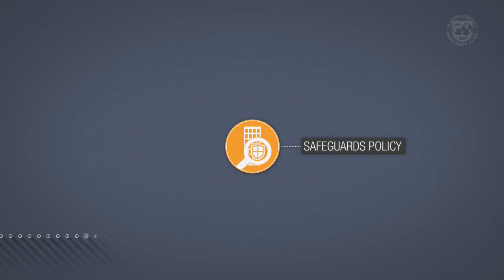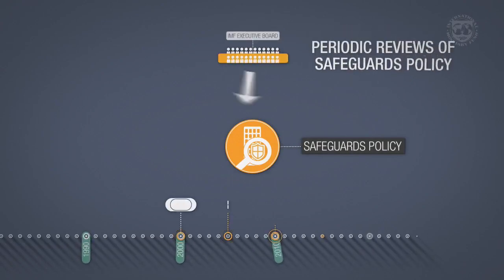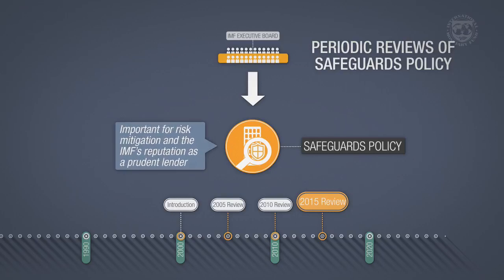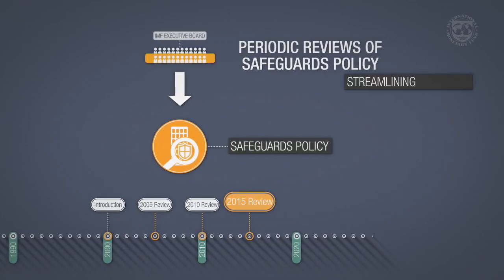The safeguards policy is subject to periodic reviews by the IMF's Executive Board. In the most recent review, concluded in October 2015, the board reaffirmed the importance of the safeguards policy in helping to mitigate the risks of misreporting and misuse of IMF resources, and in maintaining the IMF's reputation as a prudent lender. The board also approved streamlining measures for conducting assessments.